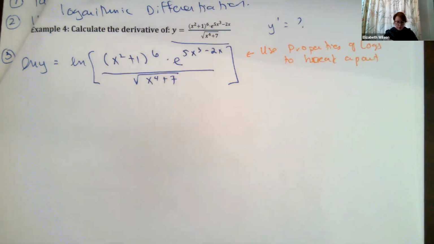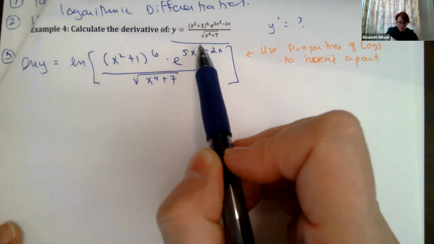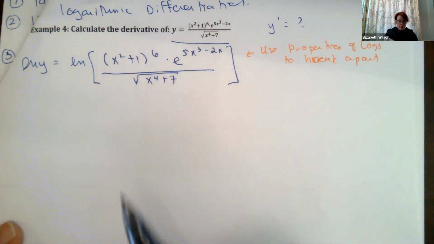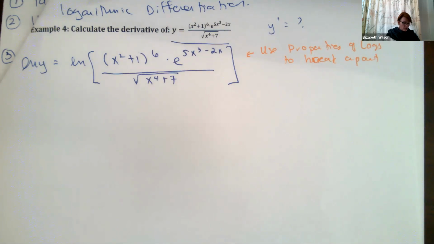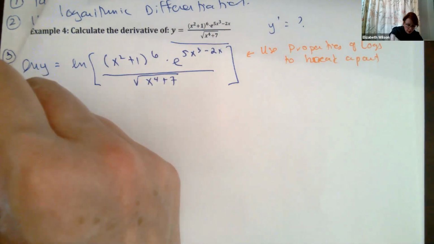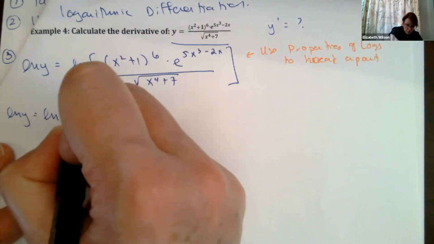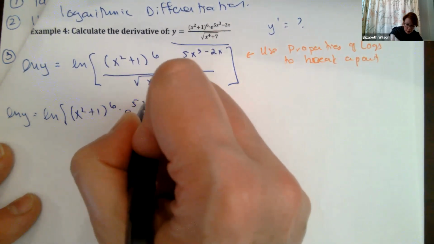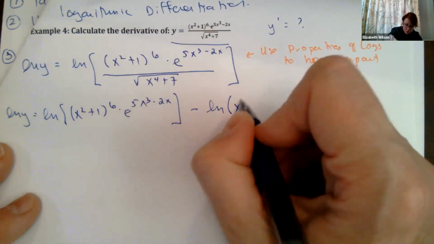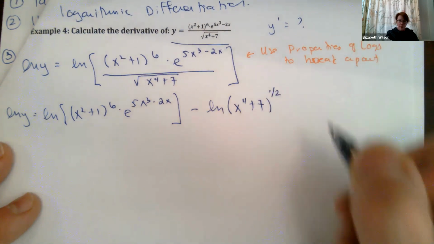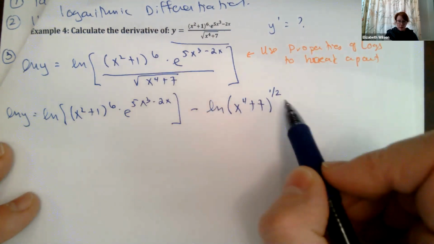Just on the outside when I'm looking at it, here's a term being multiplied by another term being divided by this whole thing. So the first thing I have is the numerator and the denominator, which means I can split them apart as a subtraction. I'm just going to say ln of y equals ln of my numerator, (x squared plus 1) raised to the 6th power times e to the 5x cubed minus 2x, minus the natural log of x to the 4th plus 7. I'm going to call this raised to the 1/2 power because I'm going to exploit my exponent rule later. Because this is a radical, that makes it an exponent of 1/2.